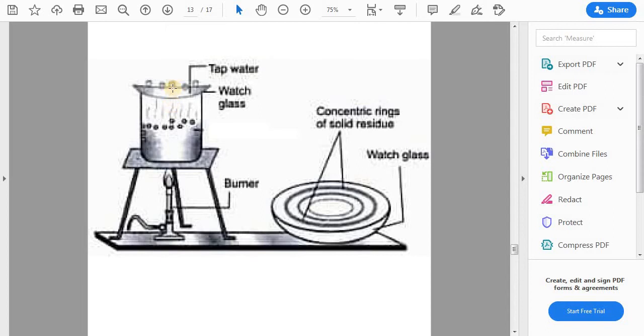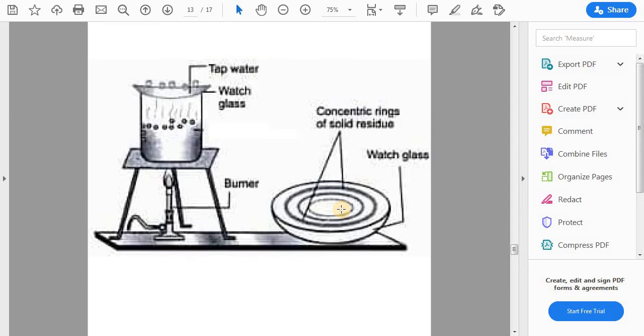All the water will evaporate from the watch glass. Remove it and see the watch glass. You will see some concentric rings of solid residue. So these are the dissolved solids left. Likewise, you have done evaporation or distillation in your previous classes. These are the concentric rings of solid residue, which are left behind after the evaporation of water.